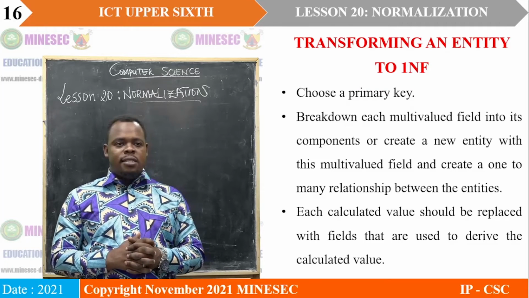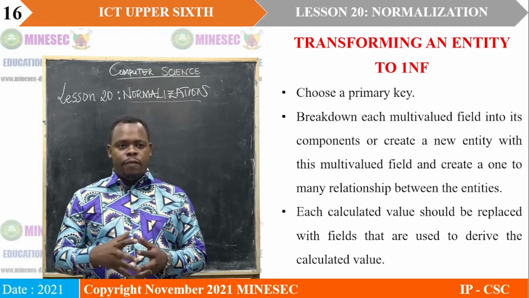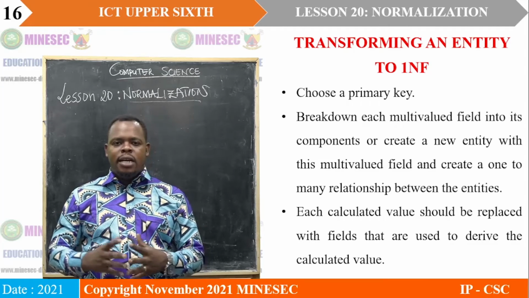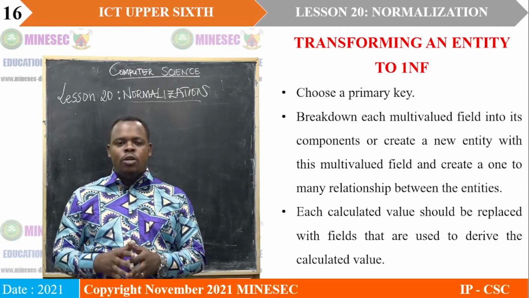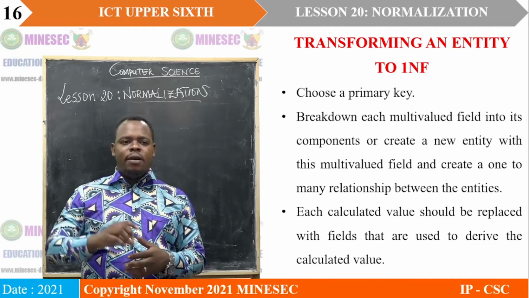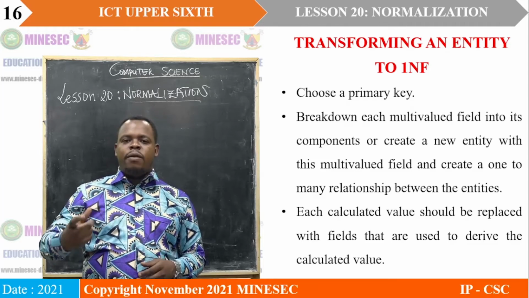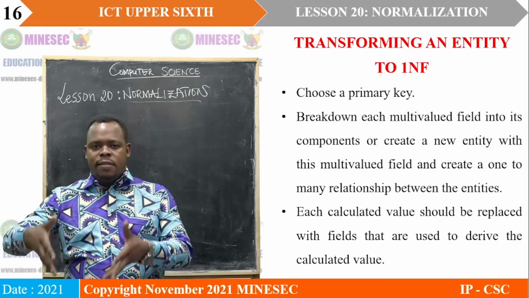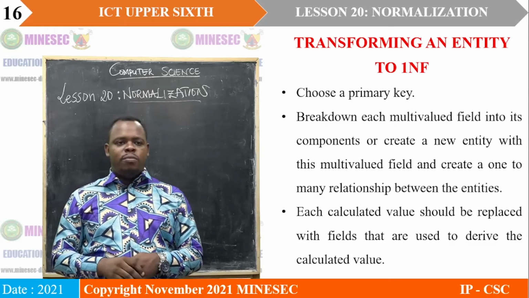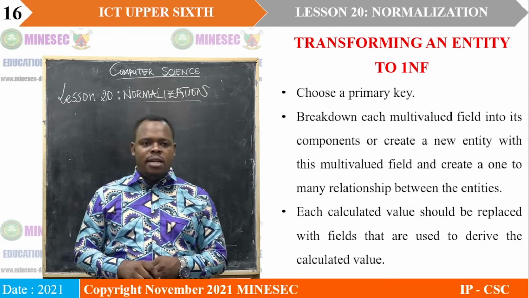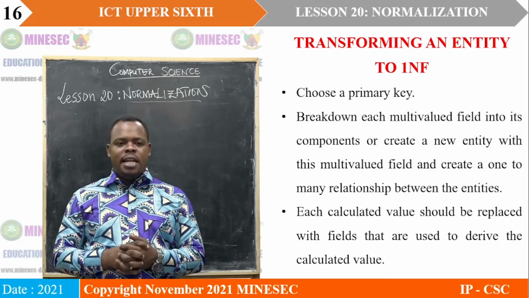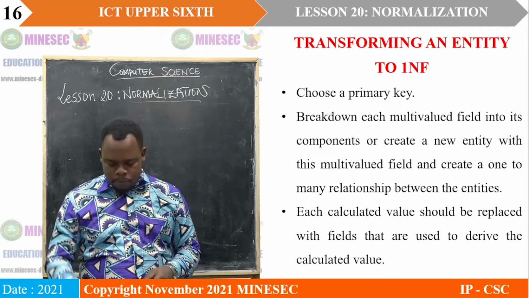To transform an entity to first normal form, you must go through the following steps. First, you must choose a primary key. Remember that a primary key is a key that uniquely identifies a record in a table. So you must make sure that you first of all choose your primary key. Then the next thing is that you break down each multivalued field. A multivalued field means a field that has more than one value in itself. You break it down into components, or create a new entity with this multivalued field and create a one-to-many relationship between these entities. Each calculated value should be replaced with the fields that are used to derive the calculated value.